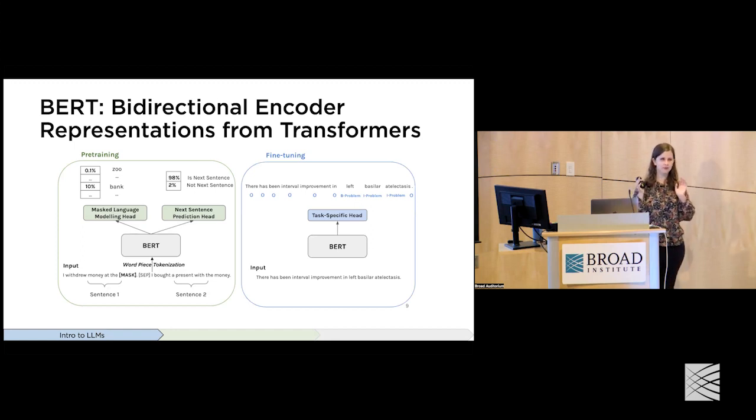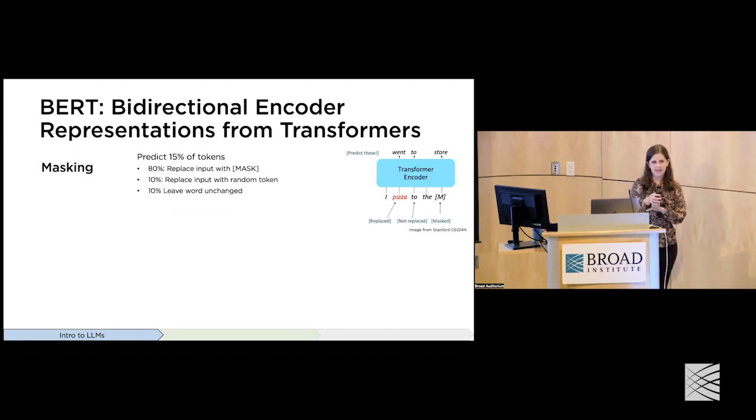After you've pre-trained the model on these large amounts of unlabeled data, you can then adapt that model to a task of interest. You take off the masked language modeling head and the next sentence prediction head, transfer the rest of the model, and then randomly initialize a task-specific head with parameters that are unique to that task. What I'm illustrating here is a clinical named entity recognition task, where the goal is to identify problems that appear in clinical text.